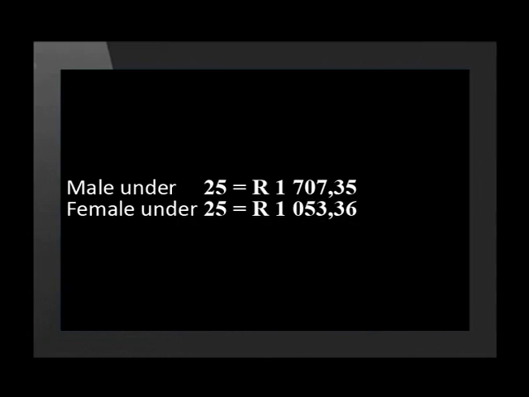Insurance companies use complicated probability calculations to determine the premium paid by the customer. For example, a man under 25 will pay 1,707 Rand 35 per month to insure a car, where a female under 25 will pay 1,053 Rand 36 per month for the same car. This is due to historical data. The data shows that men in the age group of 18 to 25 are involved in more accidents than women of the same age. Insurance companies charge more for the insurance because of this.